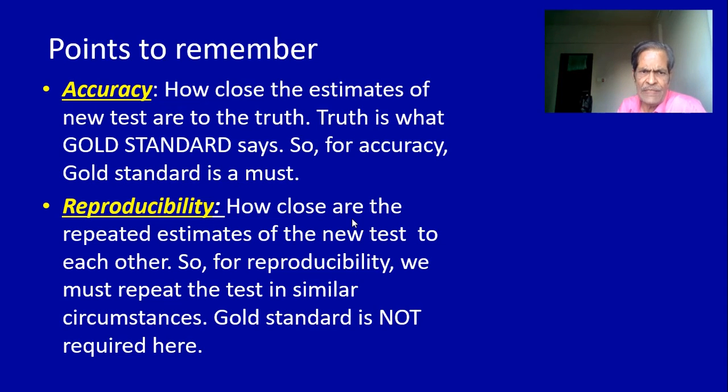The reproducibility is how close the repeated estimates of the new test are to each other. So for reproducibility, we must repeat the test in similar circumstances, and the gold standard is not required here. For reporting the results of accuracy, we require the existence of a gold standard. But for reproducibility, we do not require the gold standard, because we have to compare the results of the repeated estimates obtained by the new test.